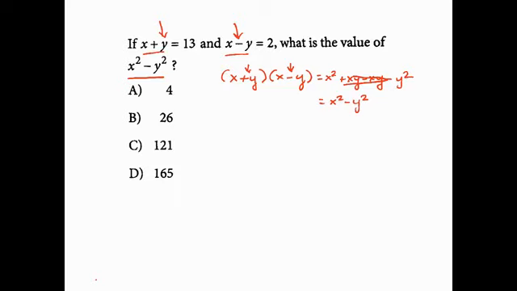They've already told me that x plus y is 13. They've told me that x minus y is 2. If I multiply those two, I'll have the value for x squared minus y squared, which is 26. And the correct answer here is B.